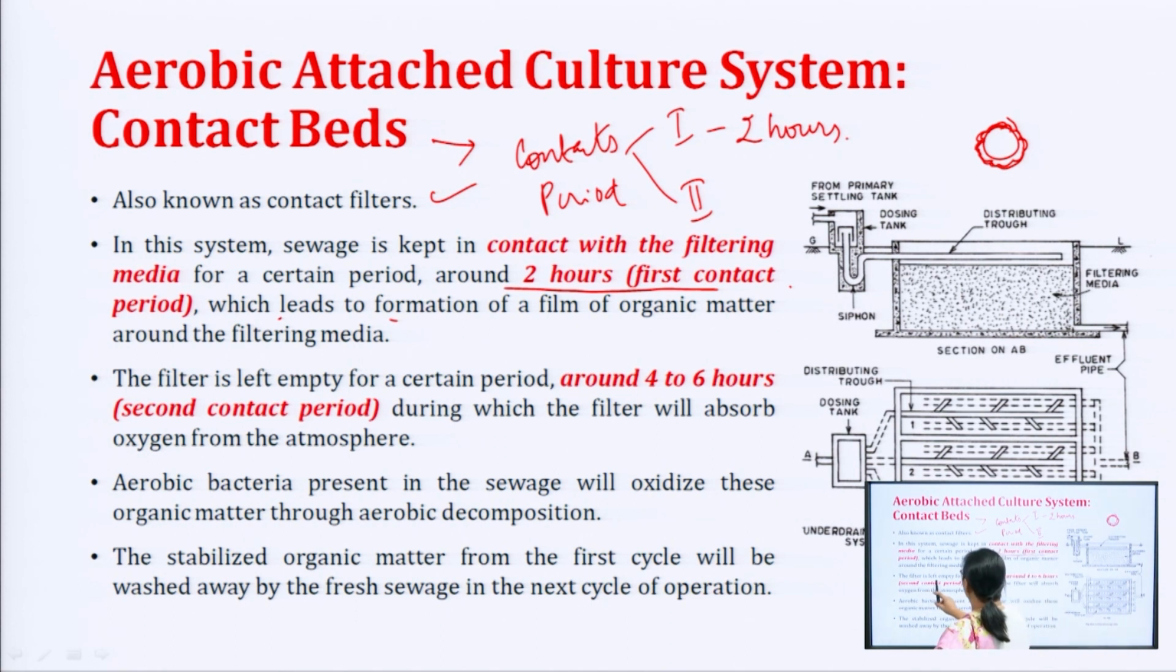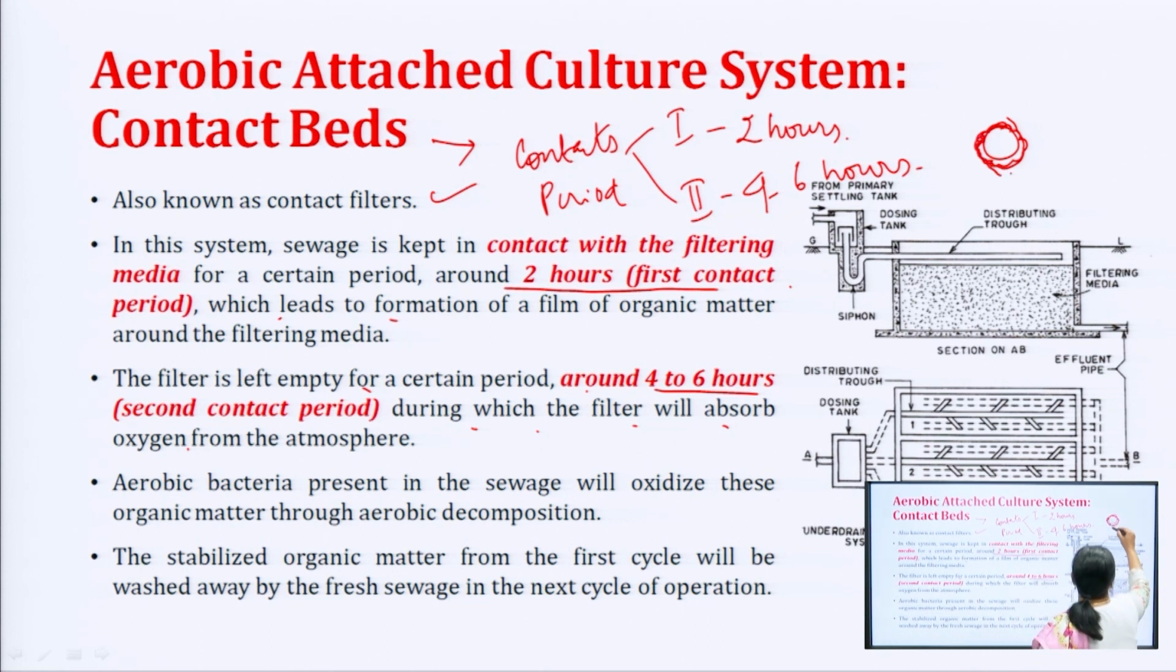Then the filter is left empty for a certain period, and you let the water go. The filter is left empty for around 4 to 6 hours, the second contact period. So, in contact beds you have two types of contact period, during which the filter will absorb oxygen from the atmosphere. Once the water is gone, oxygen will come in and the film will have ample oxygen, so aerobic decomposition is going to take place.